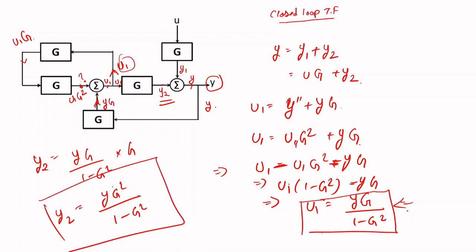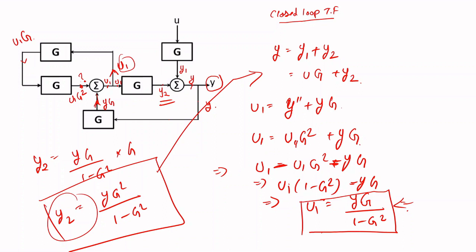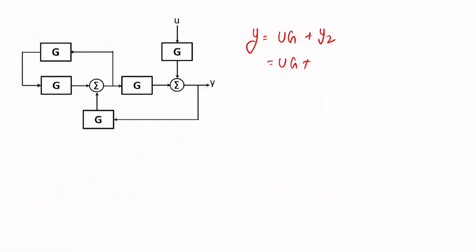Now we have this value of y2, so we will replace it in this equation, and we will have y is equal to ug plus y2, that is, ug plus yg square upon 1 minus g square is equal to y.